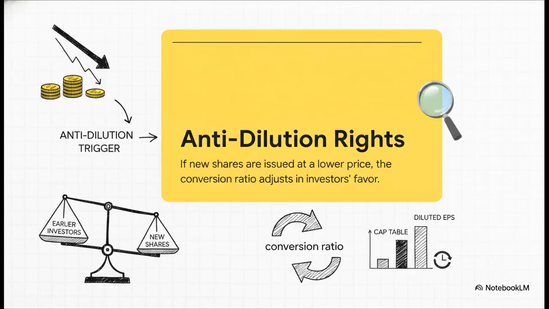But the story doesn't always end perfectly. What happens if the company stumbles and has to issue new shares at a lower price than before, a down round? Well, that is exactly where anti-dilution rights get triggered. The conversion ratio automatically adjusts in the earlier preferred investor's favor to protect their value. You've got to watch out for this because these anti-dilution adjustments completely change the number of common shares issuable upon conversion. And that requires immediate, pretty complex updates to your diluted EPS and your cap table.